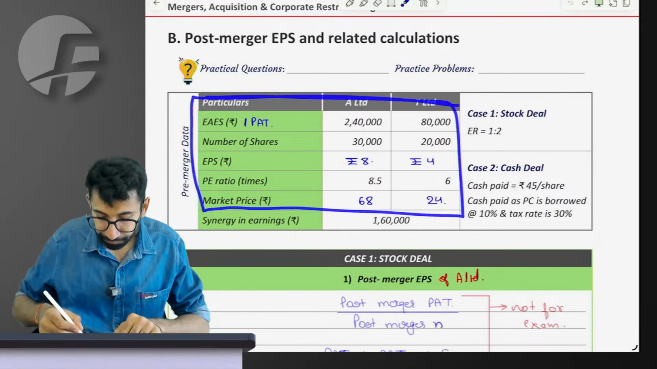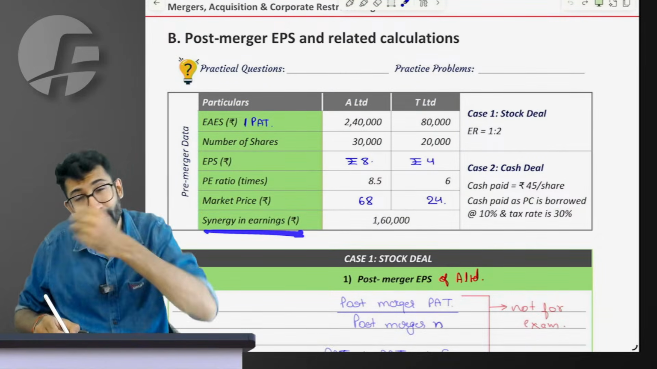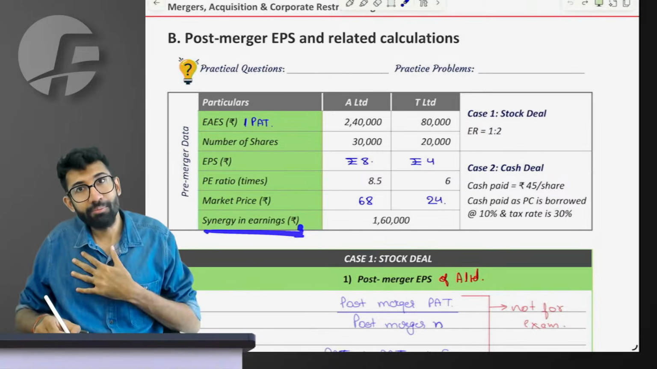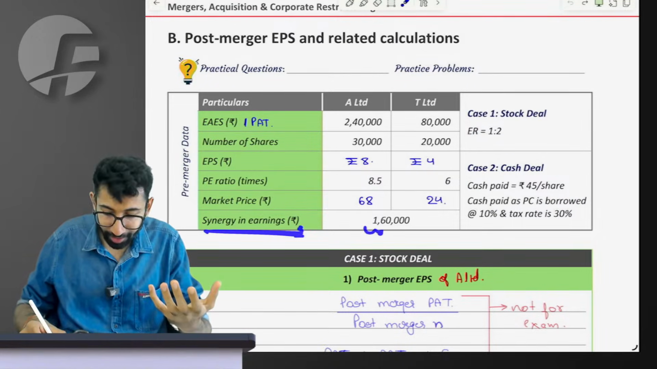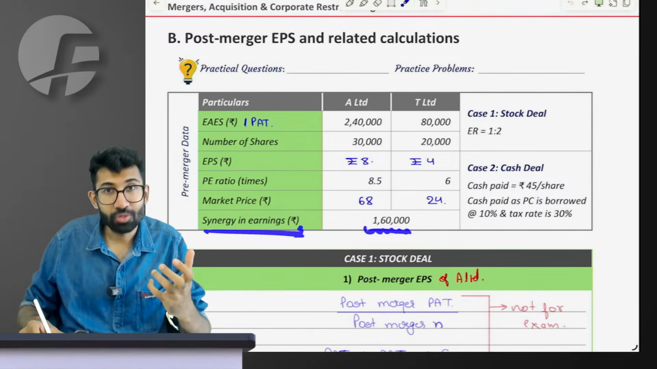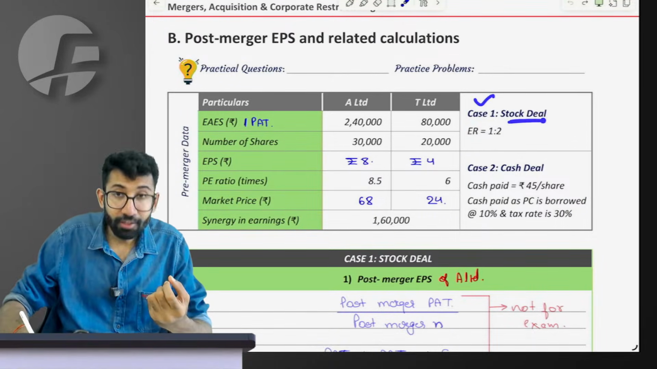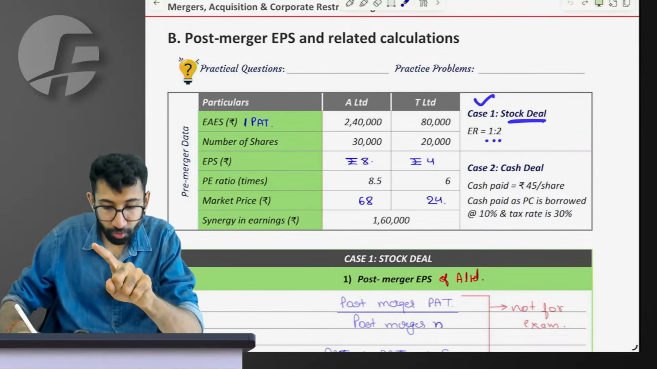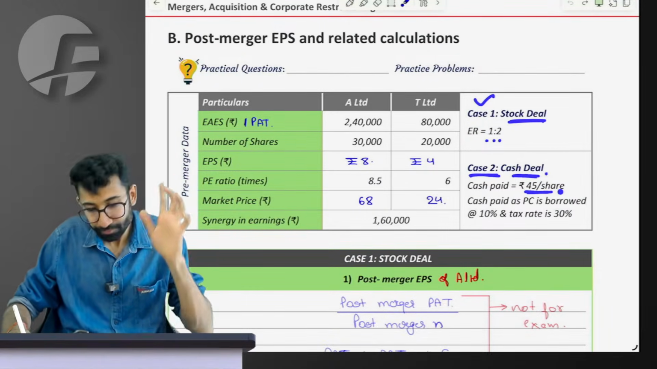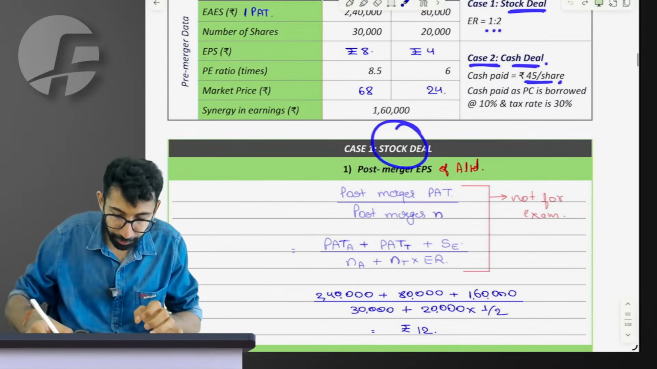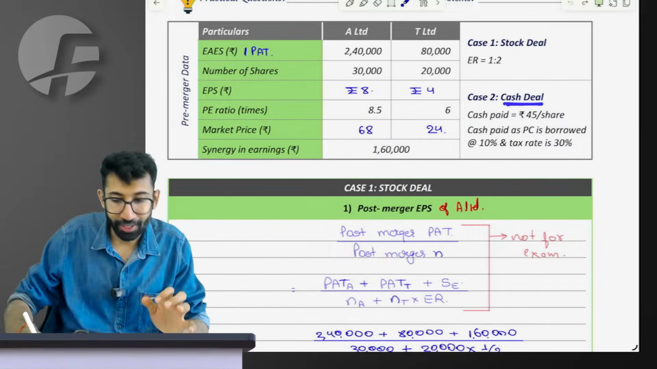Then they say synergy in earnings, meaning when I acquire you, my earnings will be mine, your earnings will also become mine, but over and above that, we will have an extra profit of 1,60,000. That is what will happen in case of M&A. Now, case 1 is a stock deal where I give you the exchange ratio of 1:2. Case 2 is a cash deal where I give you 45 rupees per share. We will first learn everything from the point of view of case 1, the stock deal, and then we'll do everything from the point of view of the cash deal.